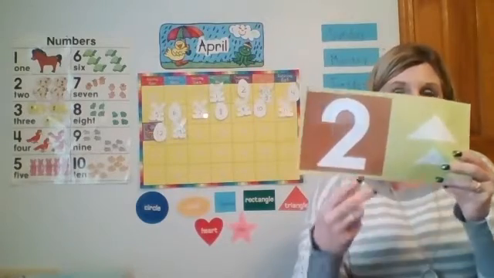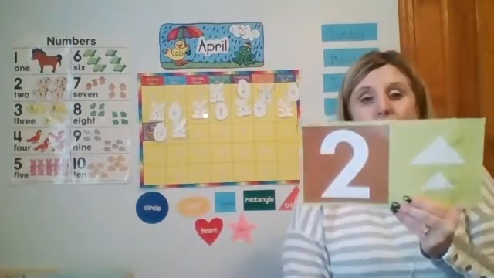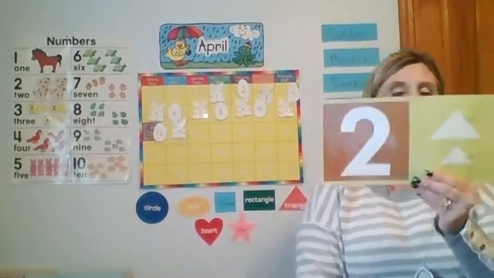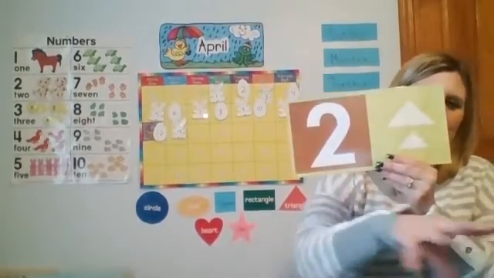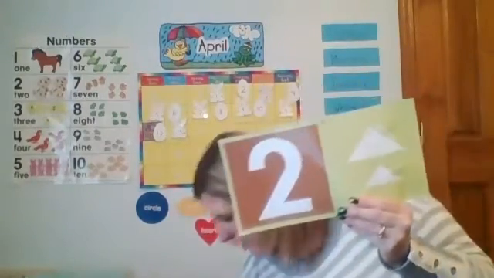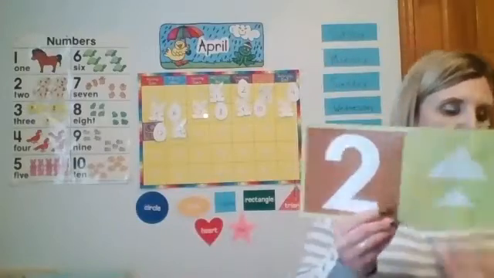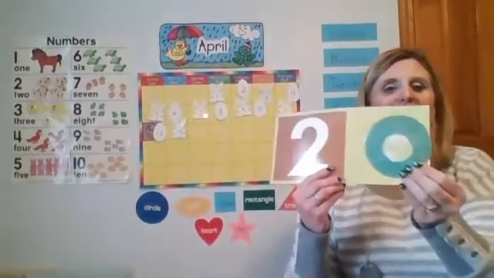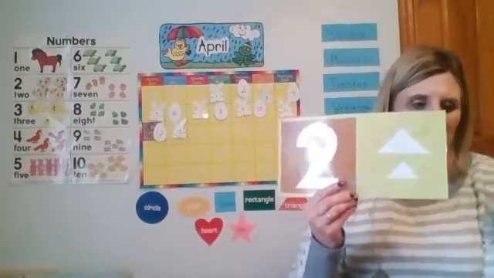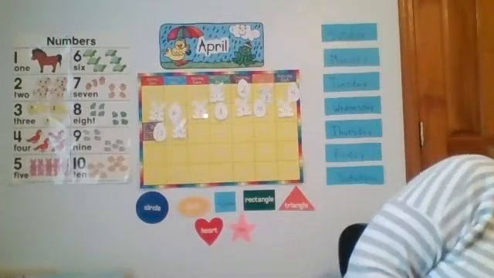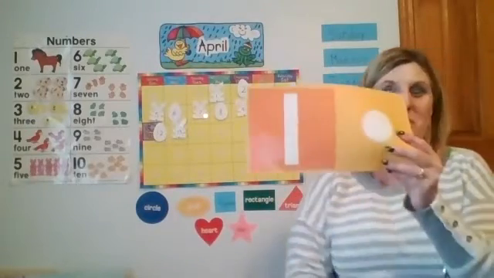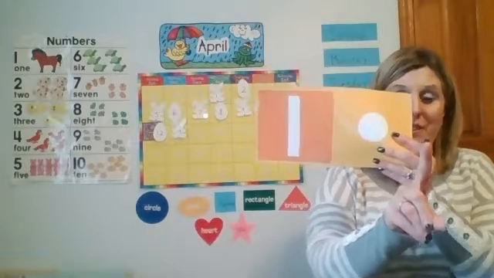1, 2. Down around the corner at the bakery shop, there were 2 little donuts with sugar on the top. Along came Panda Bear all alone. Panda Bear took the green one home. 1 more left, just 1.